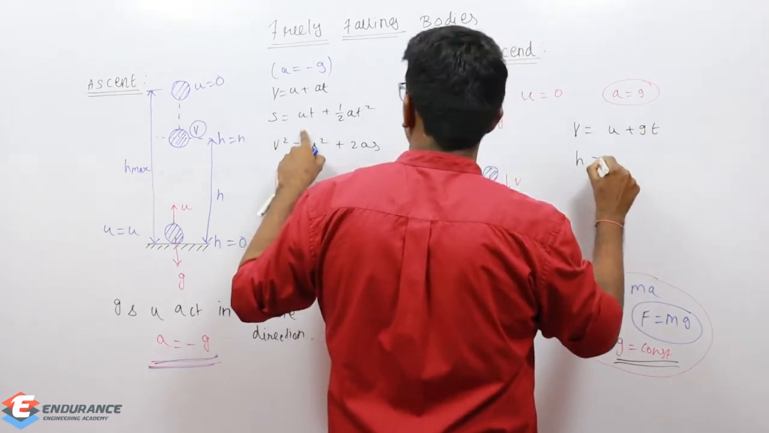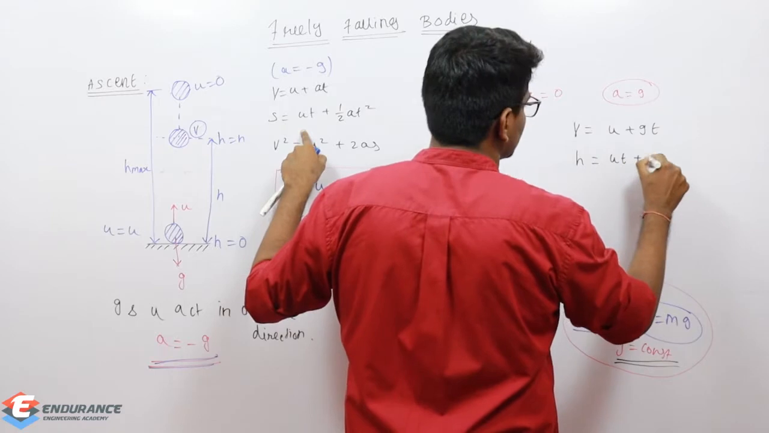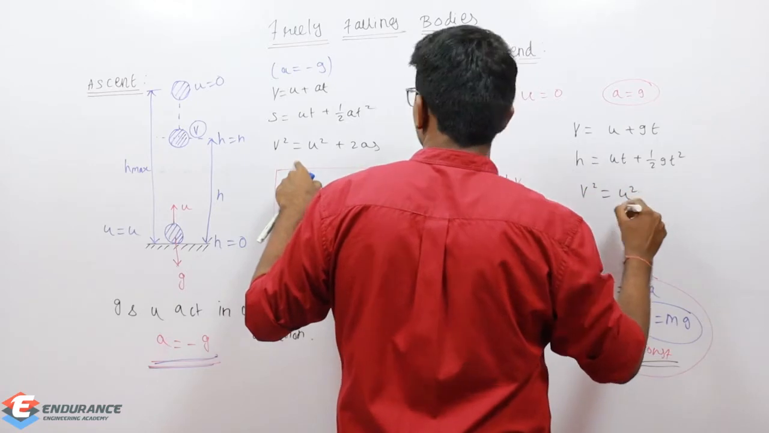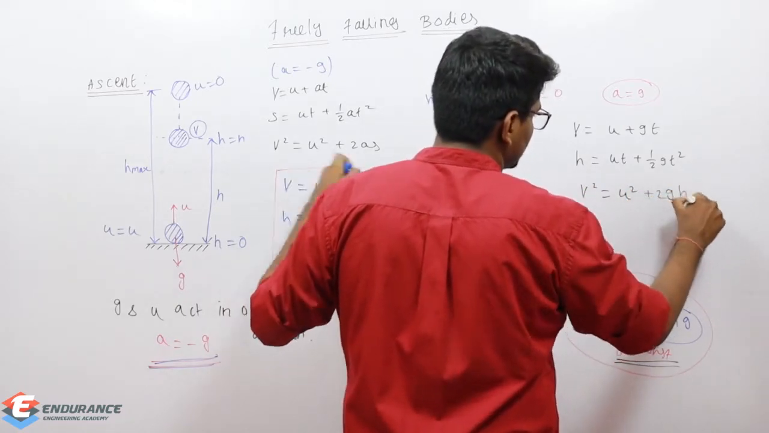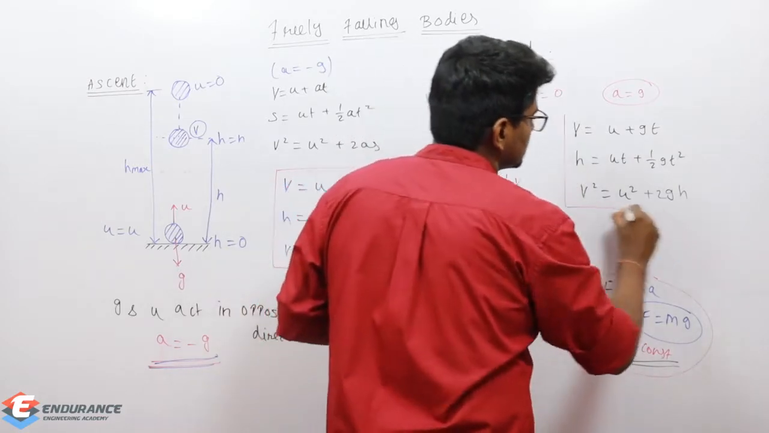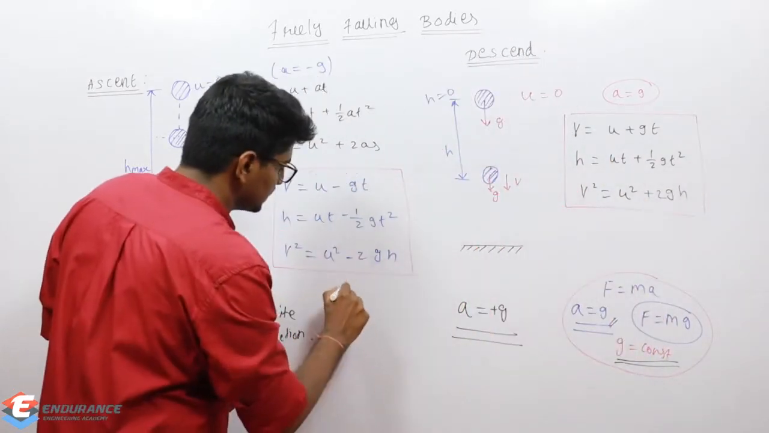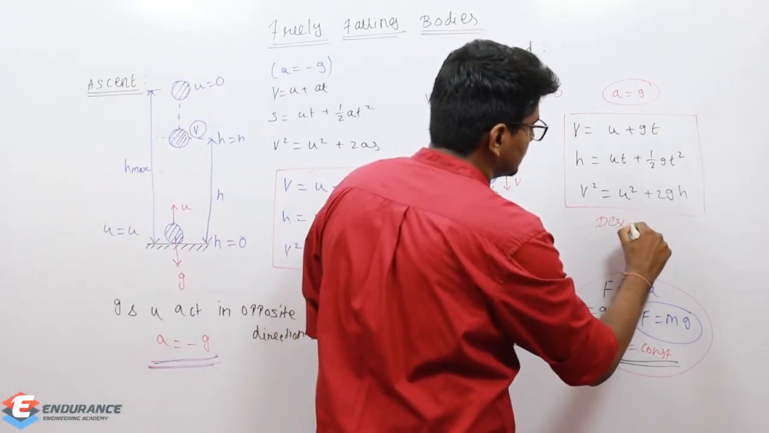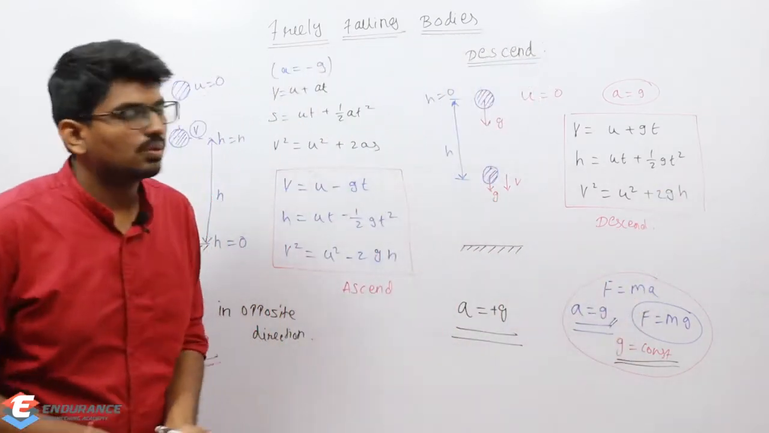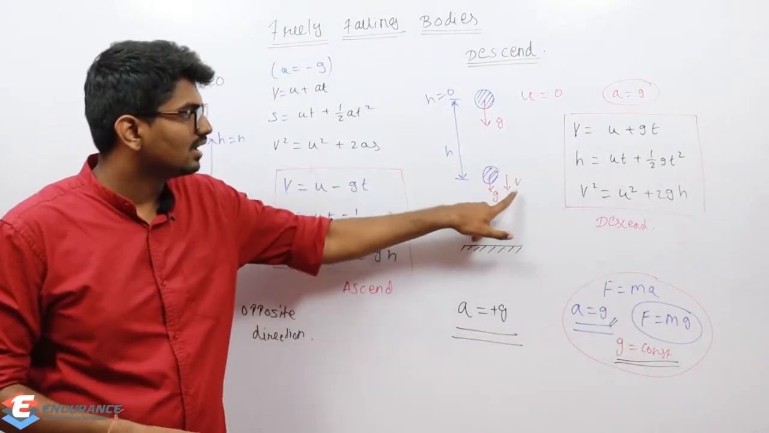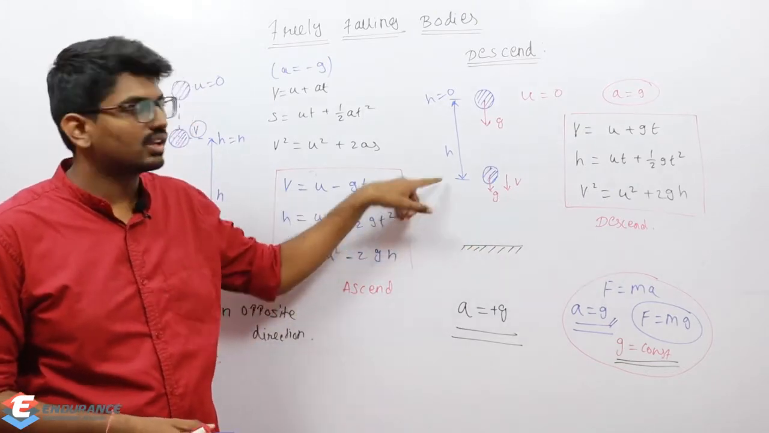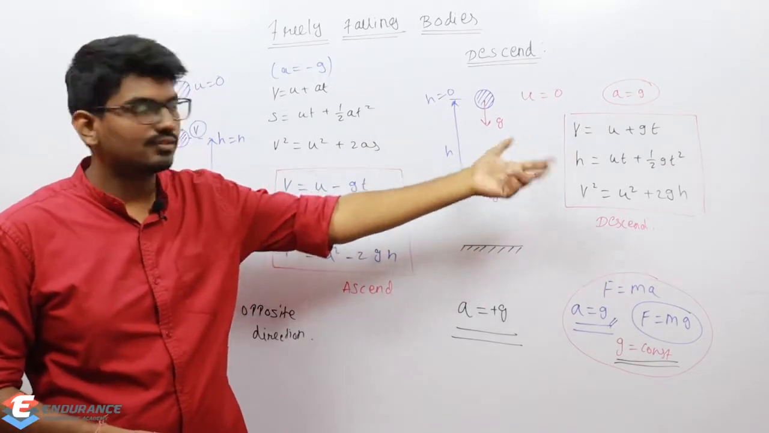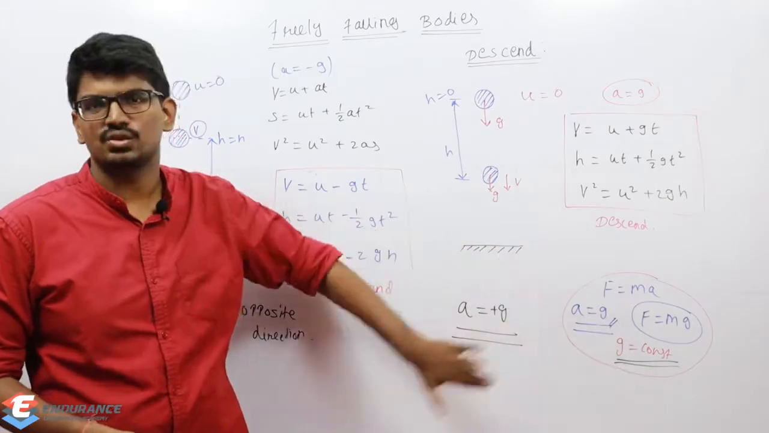Okay, h is equal to ut plus 1 by 2 gt square, and v square is equal to u square plus 2 times gh. That's it. So this is for ascent and this is for descent. So what does this v indicate? Velocity for the distance h. If the object has traveled a distance h, what is the velocity? And similarly, t is the time taken for this object to travel. And g is the acceleration due to gravity, nothing else.